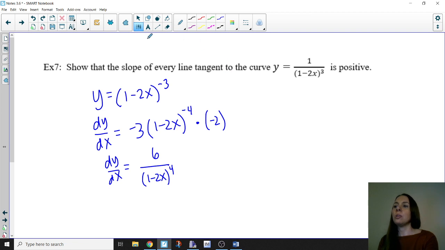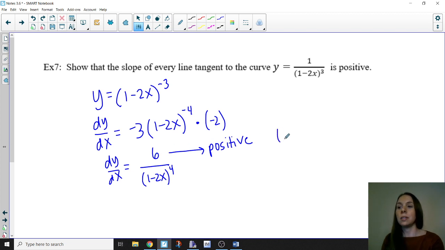Now, we're trying to show that the slope of every line tangent to this curve is positive. Well, that means that our derivative has to be positive everywhere. Okay, so watch this. This is how I do it. I'm sure there's a fancier way, but I'm tired, so here's what we're going to do. When you have a number divided by another number, you could have a positive from a positive divided by positive or a negative divided by negative, right? Okay, well, we have a positive here. Positive 6, right? 6 is greater than 0, positive.